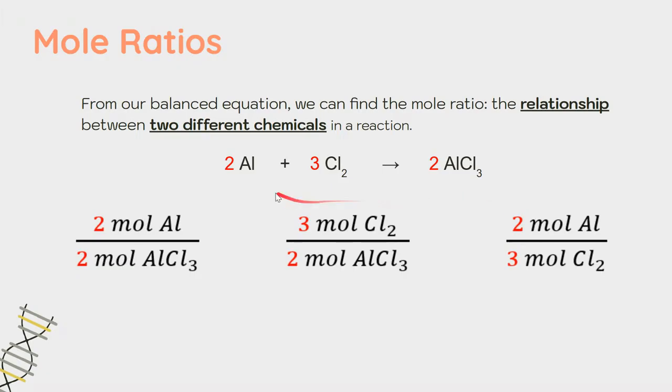And finally, we could also compare reactants to each other. We could say 2 moles of Al requires 3 moles of Cl2 to fully react. It doesn't matter which chemicals we compare. When we're talking moles of one chemical to moles of another, we're comparing them using these numbers in front of our balanced equation. Notice that there are multiple mole ratios in any one chemical equation.